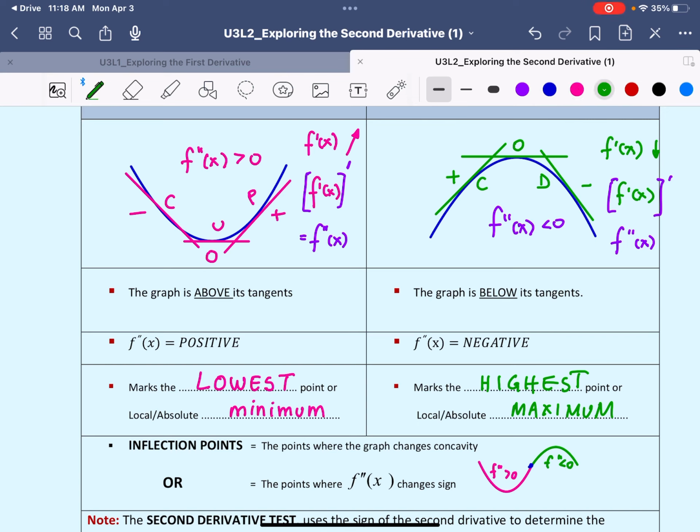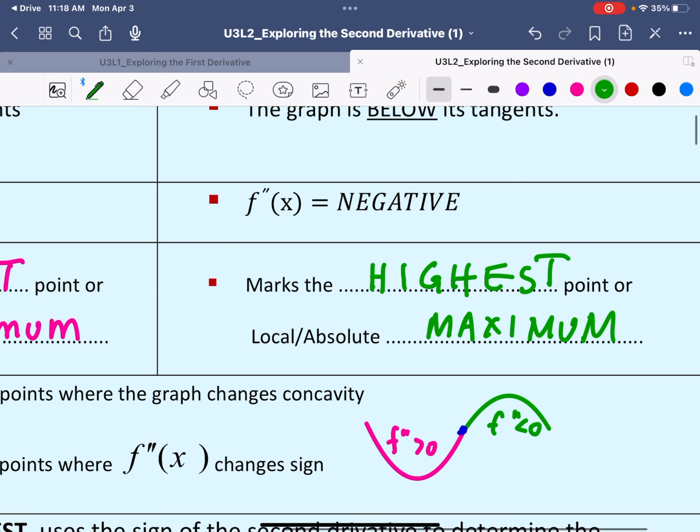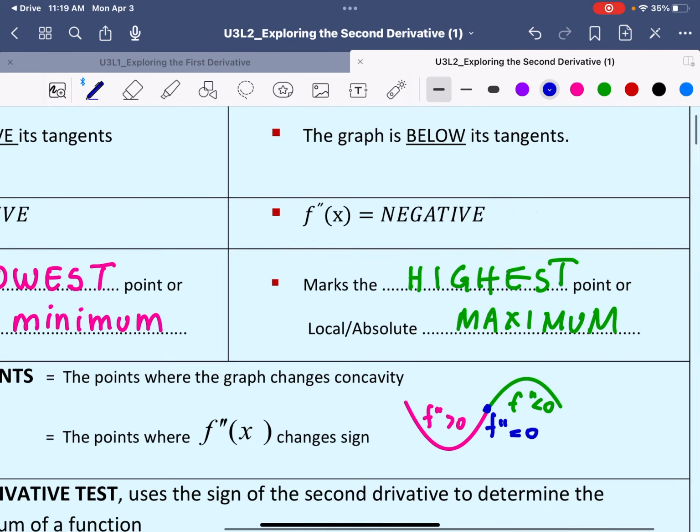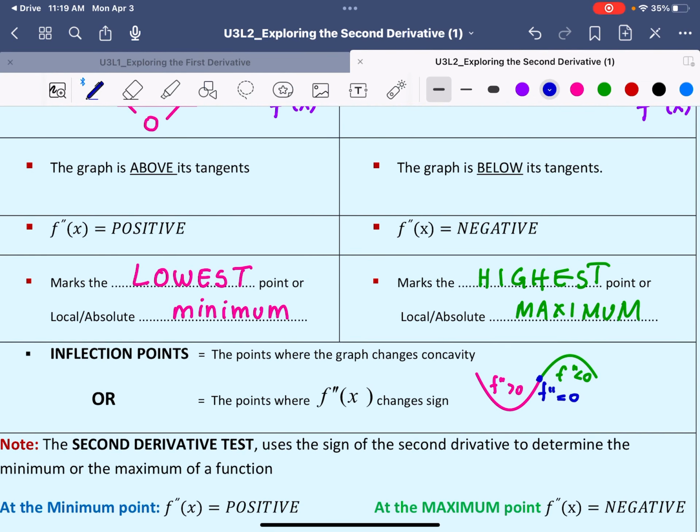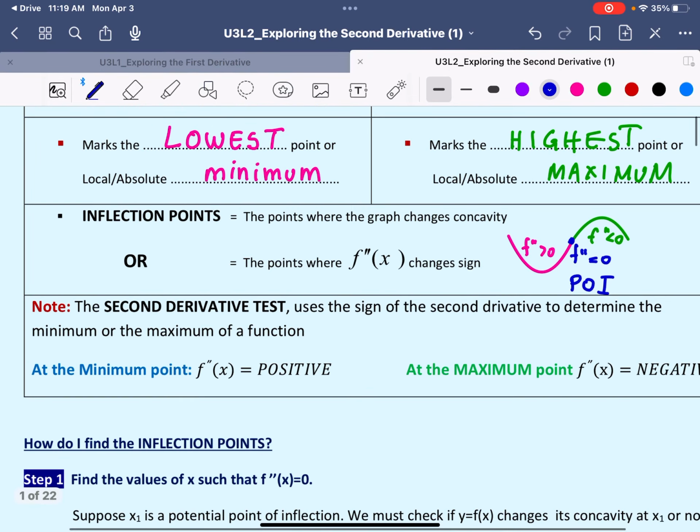Just like for any quantity that goes from positive to negative, it must pass through the point where the value is 0. So what that means is that at the point where concave up meets concave down, then the second derivative would be equal to 0. This is what we call the inflection point. So to find the inflection point, or the point of inflection on the graph of a function, we find the second derivative and determine the value of x for which the second derivative is 0.